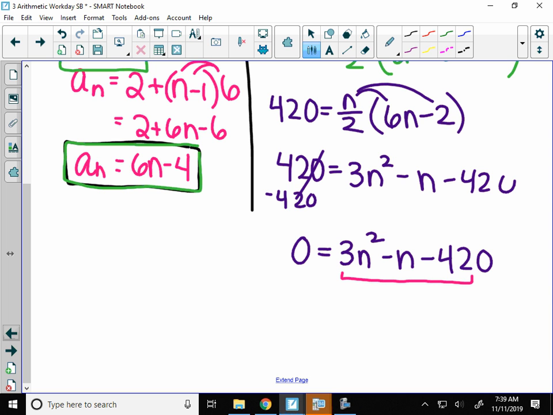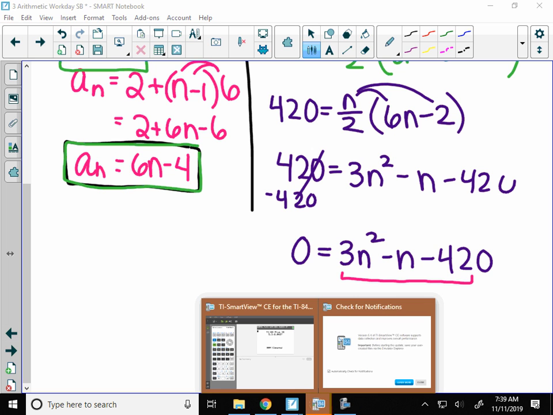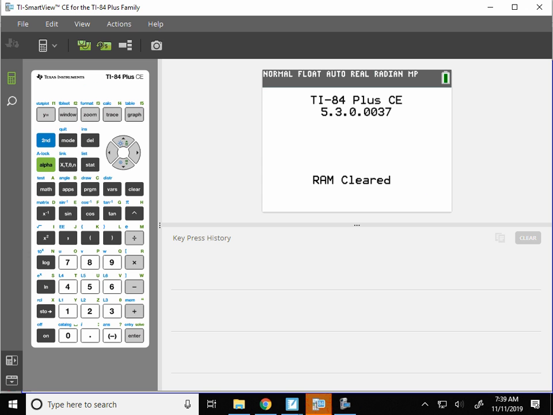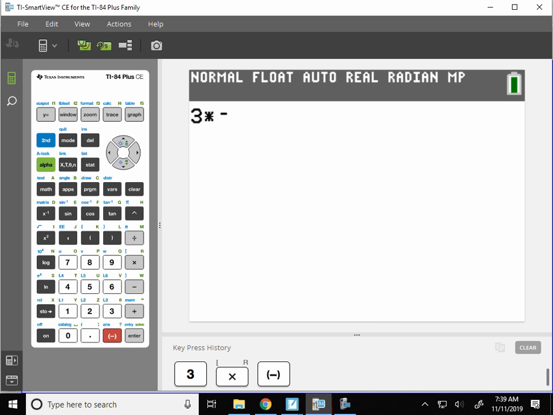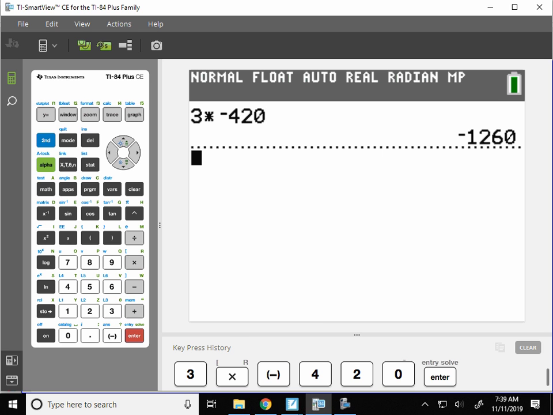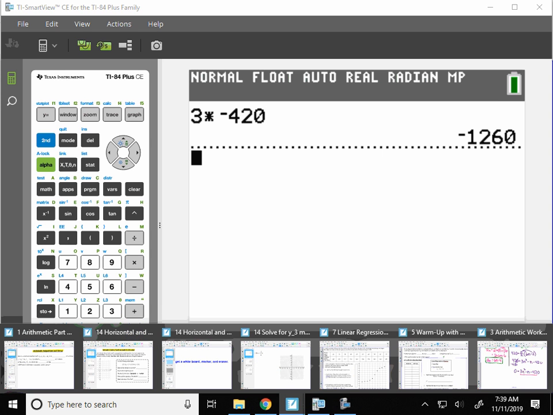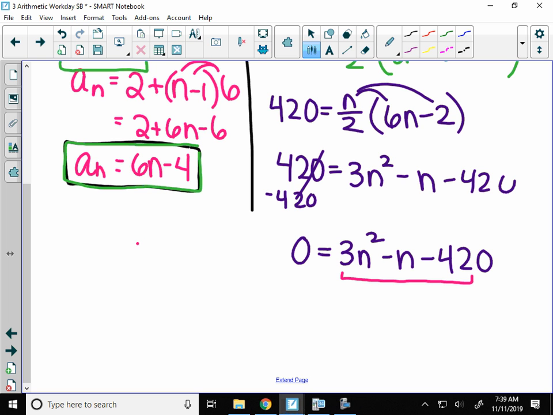All right, 3 times negative 420. Let's see. Is negative 1,260. So I need two numbers that multiply to negative 1,260 and add to negative 1. There's a little negative 1 in there.